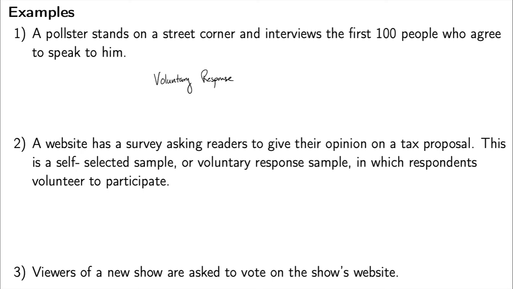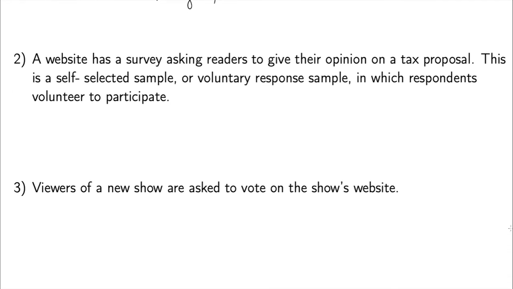Okay. Next, a website has a survey asking readers to give their opinion on a tax proposal. This is a self-selected sample or a voluntary response sample in which respondents volunteer to participate. Okay, it's a voluntary response sample because people are just being told to participate. Okay. And then third, viewers of a news show are asked to vote on the show's website. And of course, they're asking people to vote, so that's also going to be a voluntary response.